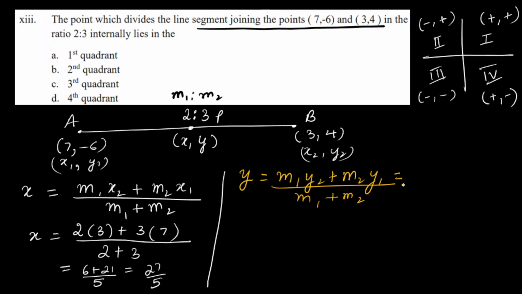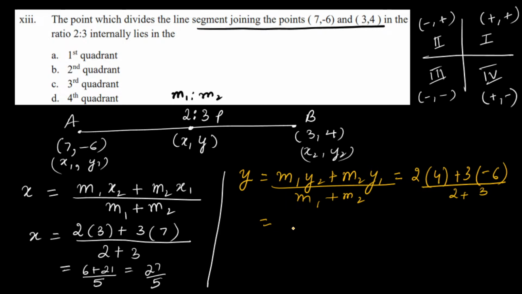So let's substitute the values. M1 is 2, Y2 is 4, plus M2 is 3, Y1 is negative 6, by 2 plus 3. Option D, fourth quadrant.